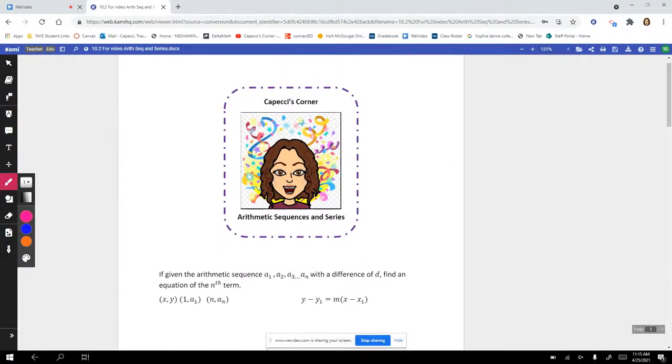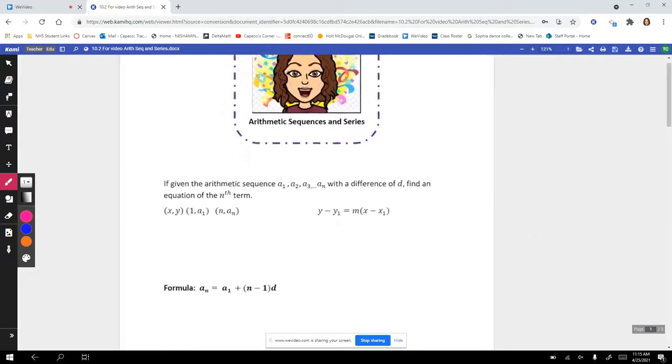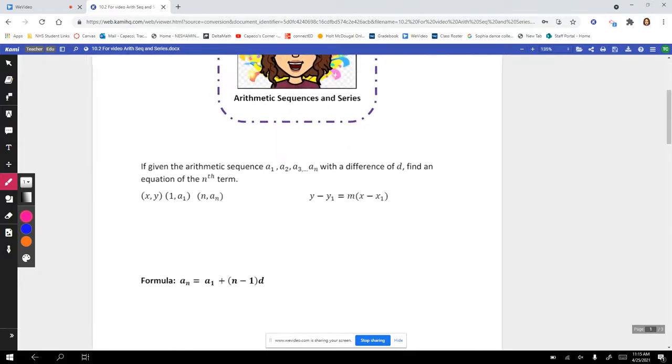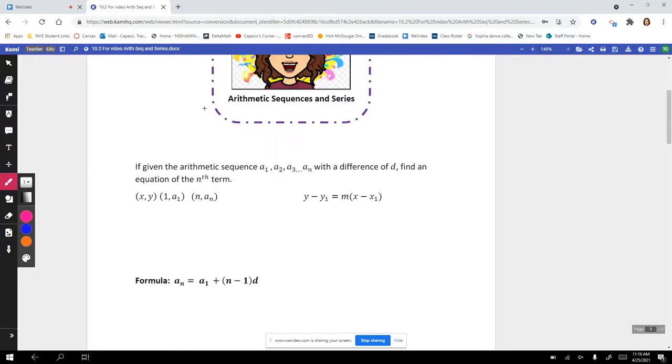Today in Boccacci's Corner, we're going to look at arithmetic sequences and series. Now, if we're given the arithmetic sequence with a difference of d, remember we've been working on this, find the equation of the nth term. We're eventually going to use the point slope formula. I'm just going to show you how this formula is developed.